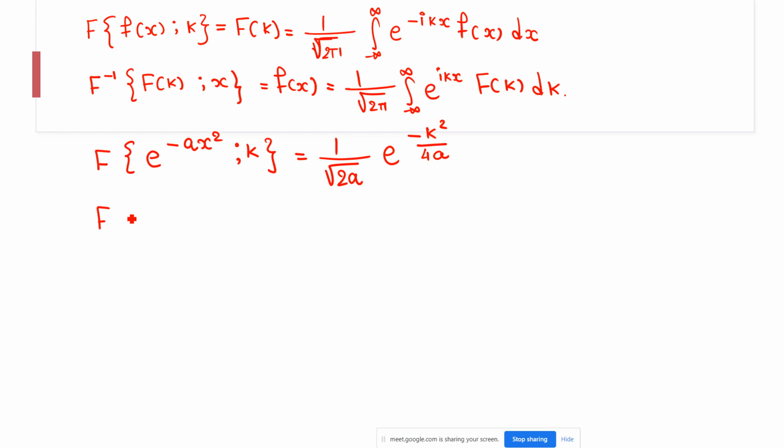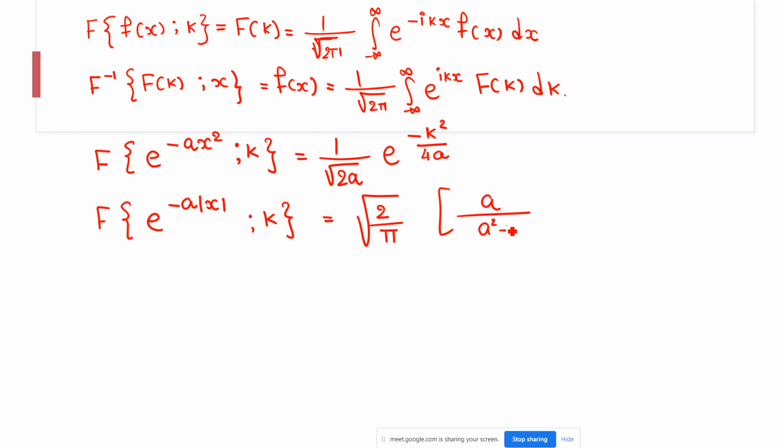And one more Fourier was e raised to minus a mod x converted to variable k, and the answer was square root of 2 by pi and a upon a square plus k square. So I think these are the things that we have covered in the previous session, and one more property that we have covered. But today we will continue this.